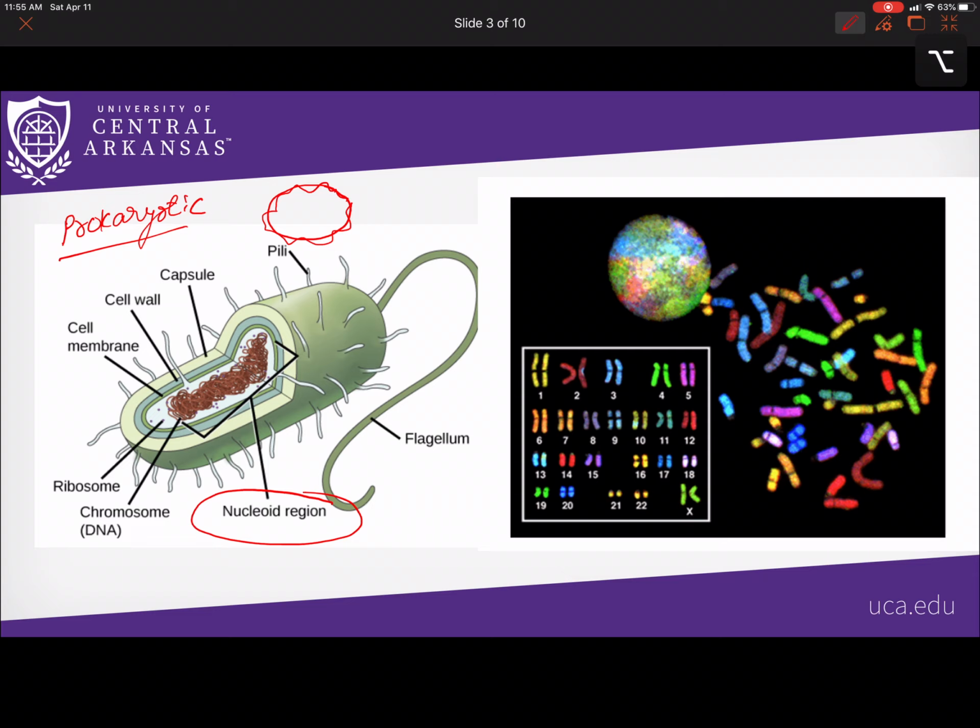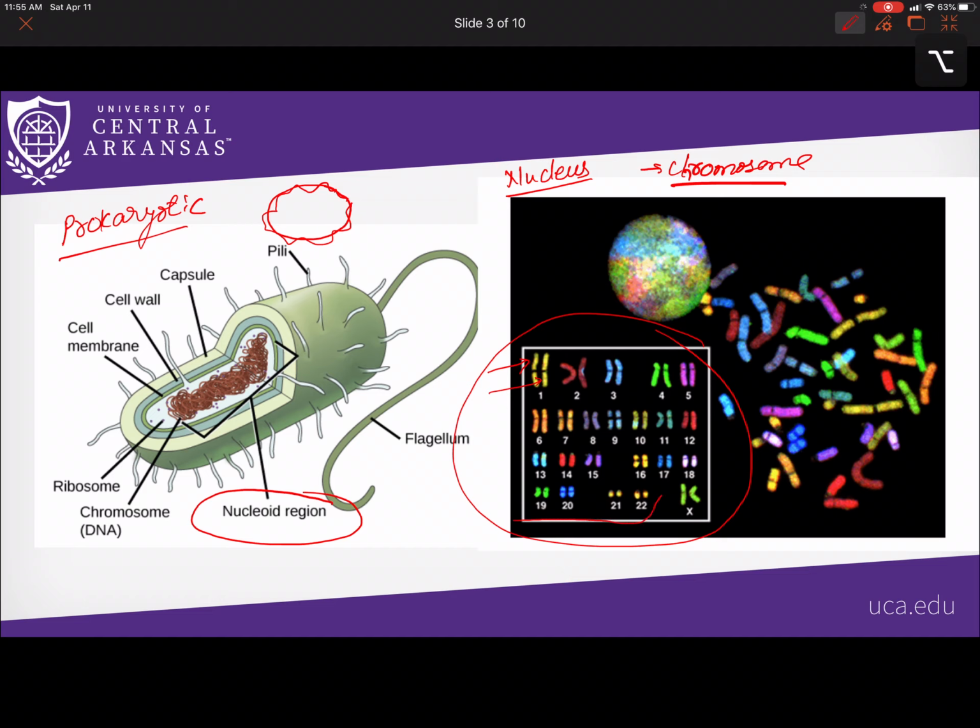In a eukaryotic cell, the DNA is located in the nucleus, and we have more than one DNA molecule. Each DNA molecule is called a chromosome. So the number of chromosomes varies from organism to organism. In humans, we have 23 pairs of chromosomes. That means we have two copies of each chromosome, one coming from each parent.